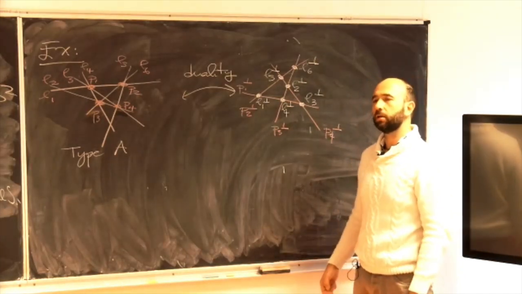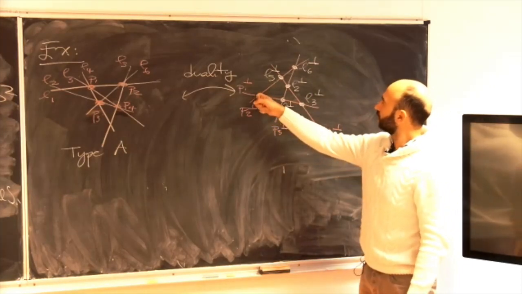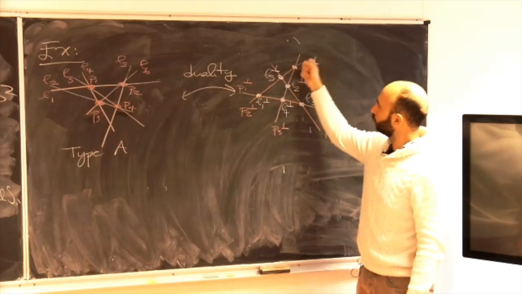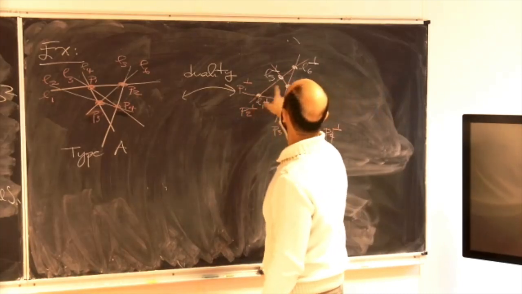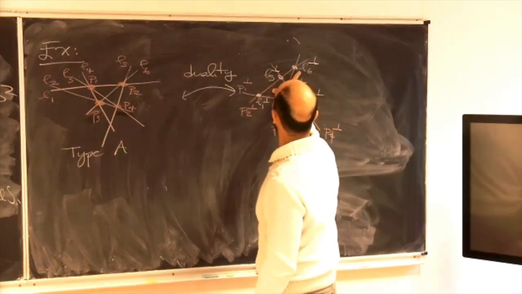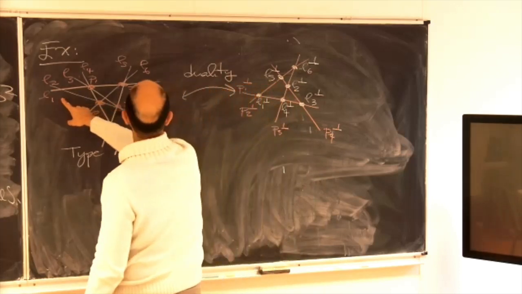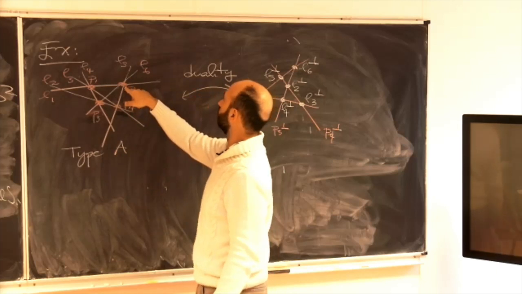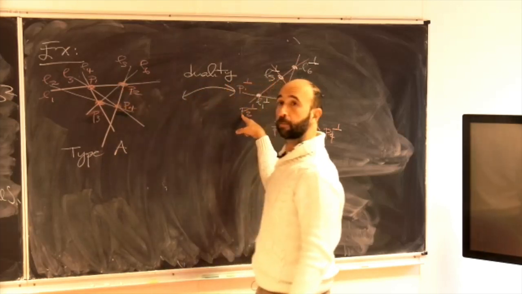Then you can read many dual statements, like here L1 perp, L5 perp, L6 perp are all on the same line, which corresponds to the fact that here L1, L5 and L6 are concurrent, and they pass through point P2, which is the dual of this line.